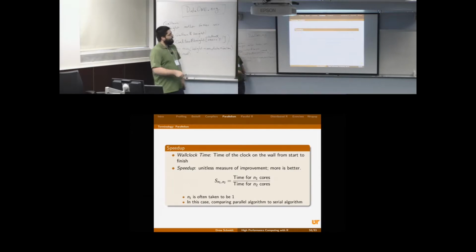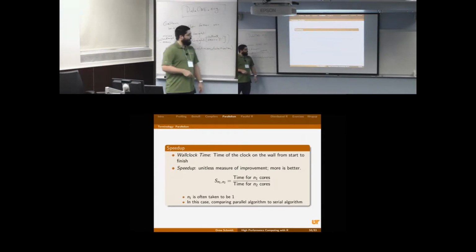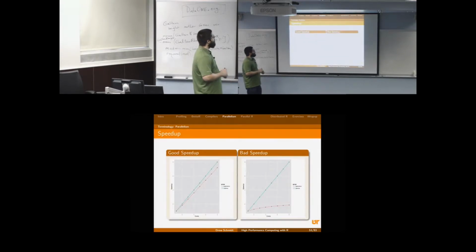But wall clock time, the clock on the wall, and speed up. You probably know what this is. You measure one thing, you divide by the other. The initial one is usually taken to be at 1 core. What is that? We'll return just shortly, I promise.